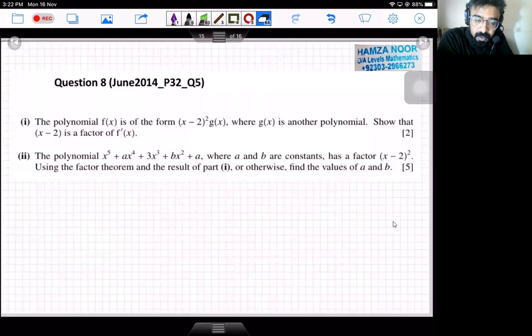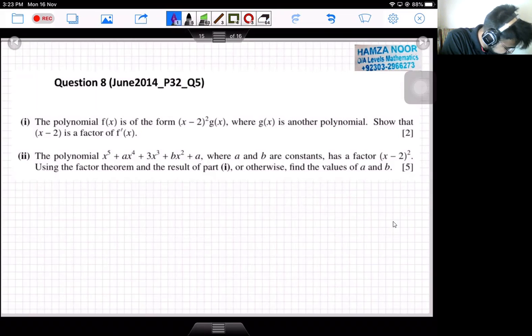The topic is division of polynomials and the remainder and factor theorem, and the question is from the June 2014 attempt paper 32 question number 5. Let's see what this question says. The polynomial f(x) is of the form (x minus 2) the whole thing squared times g(x), where g(x) is another polynomial. Show that x minus 2 is a factor of f'(x), I mean f prime x, the derivative of the f(x) function.